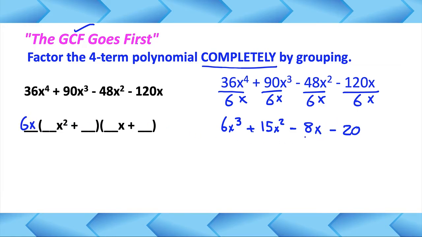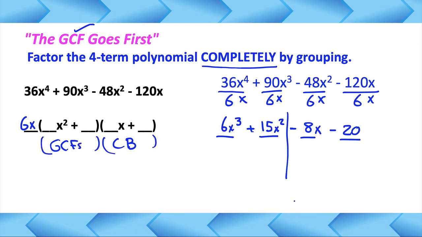Now I'm going to factor by grouping. How do you factor by grouping? You split the left and the right. You find a GCF on the left. You find a GCF on the right. You combine the GCFs. Remember, the GCFs are going to go here. And then the common binomial, we'll call it the CB, goes there. The GCFs go there. And that's how you factor by grouping.